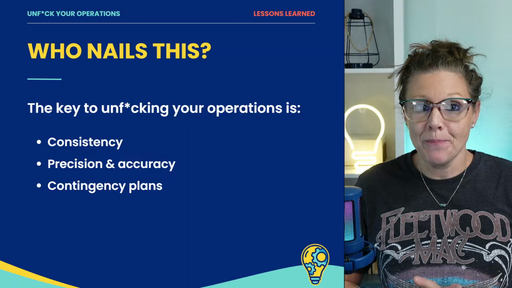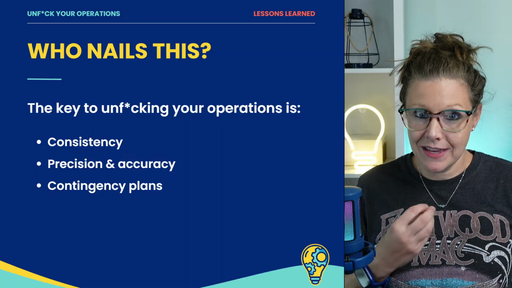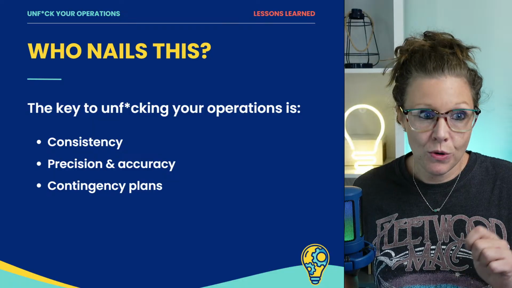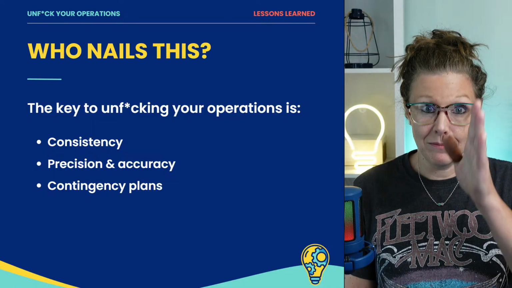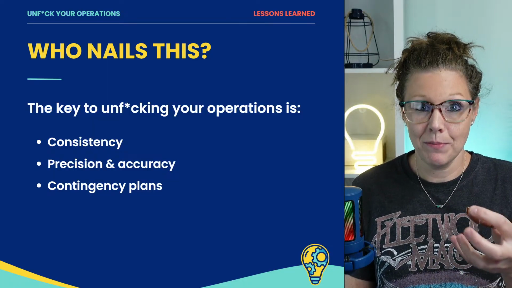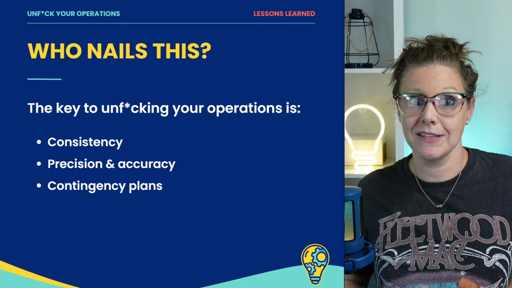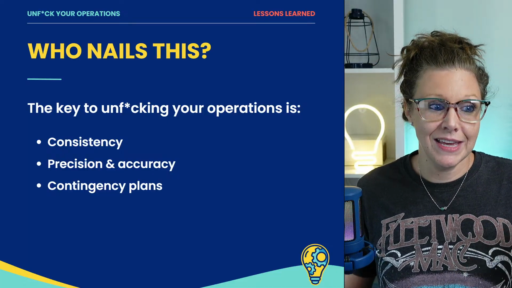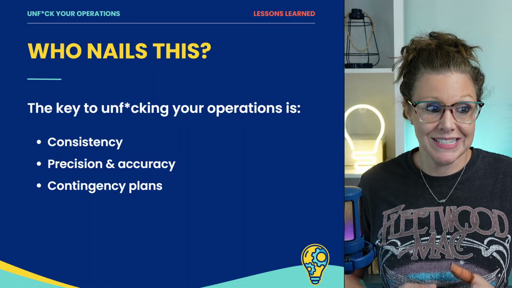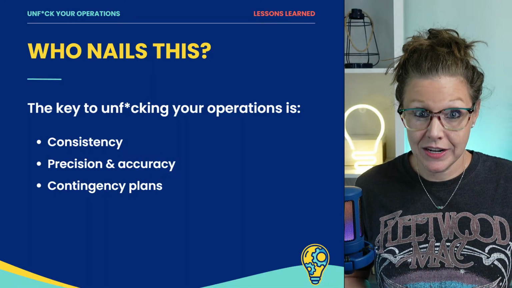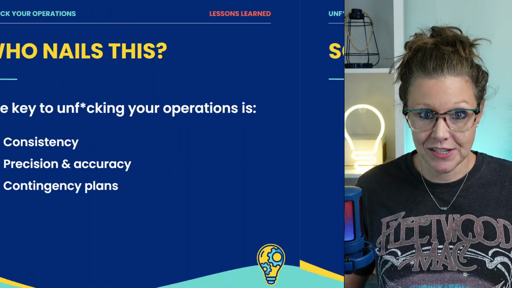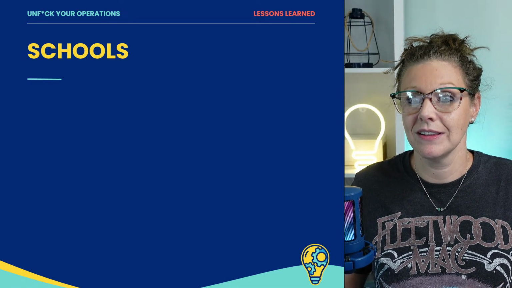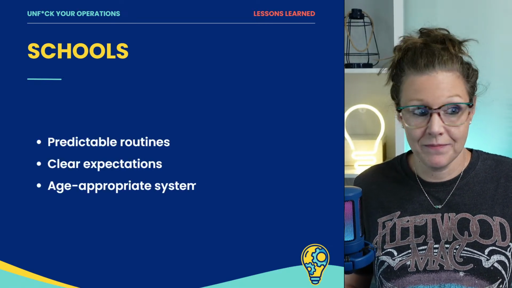Cool. So I really was thinking through this about who nails these concepts, who had that after column. There's got to be people and organizations who nail this day in and day out. So I had an aha moment that the key to fixing your operations is consistency, precision and accuracy, and contingency plans. All right. So for our first lesson learned, schools, right?